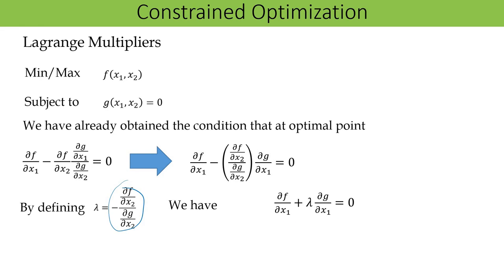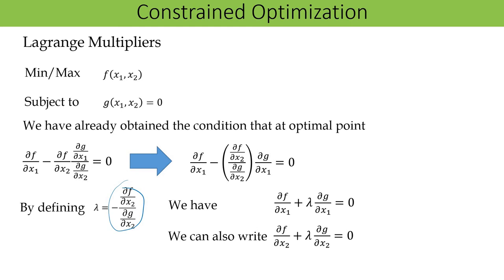And similarly I can also write that if I write in terms of del f by del x2, then I am getting del f by del x2 plus lambda del g by del x2 equal to 0. And so these two conditions have to be satisfied.